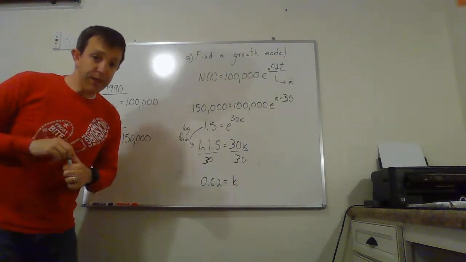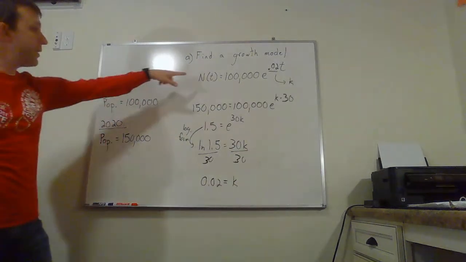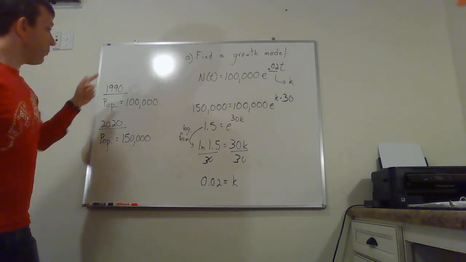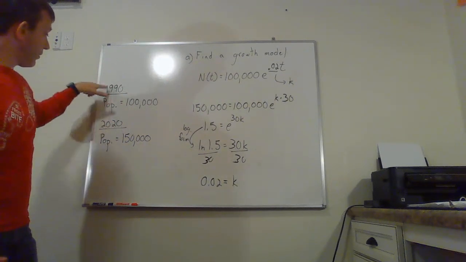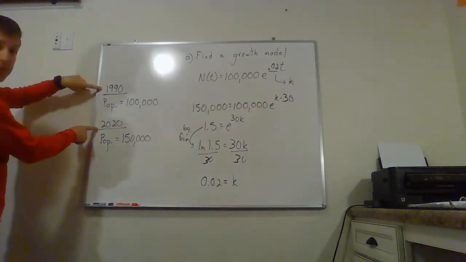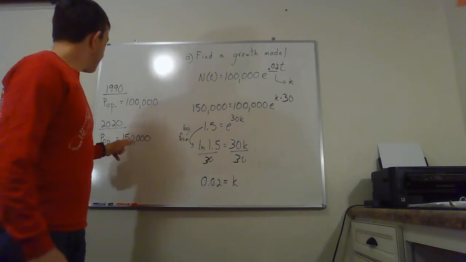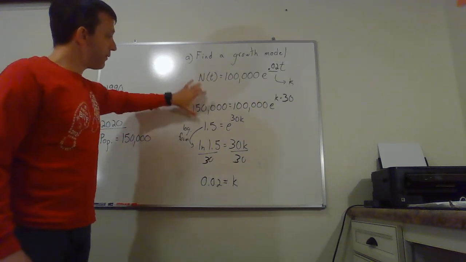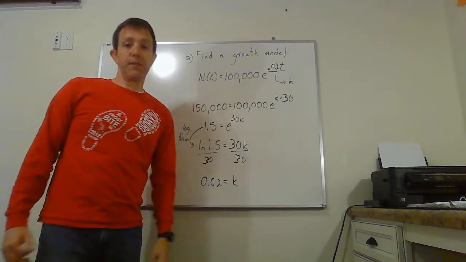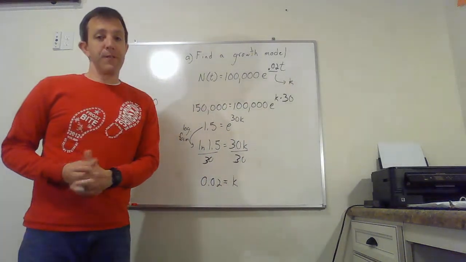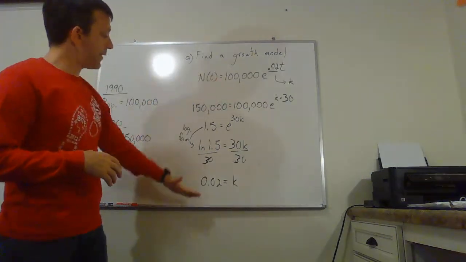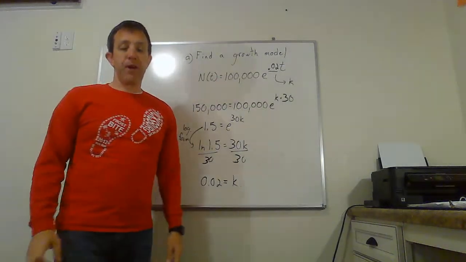So again, what did I do? I took the initial population and put it in for N sub 0. Then we wanted to find k, so we plugged in 30 for t, because that was the number of years from 1990 to 2020. We put the 150,000 population in for N of t, because that's the population after 30 years, and then we solved to find k. I want to do one more part to this problem, but I'm going to have to clear off from here down, and we'll work with it there. All right, so here we go.